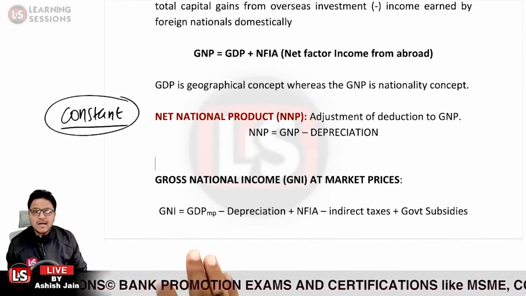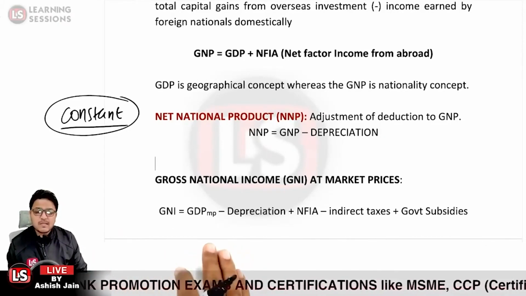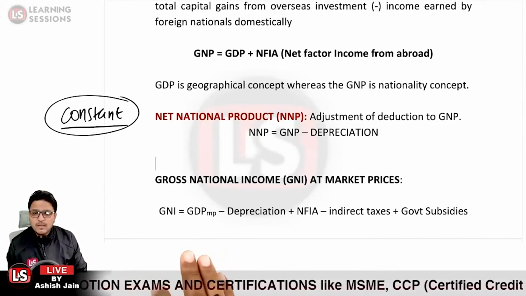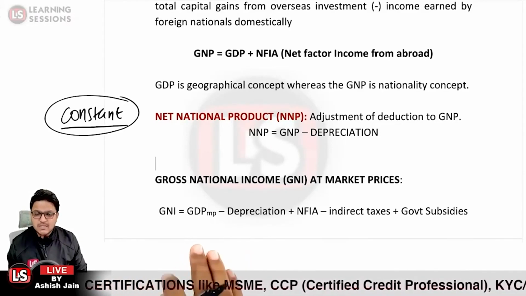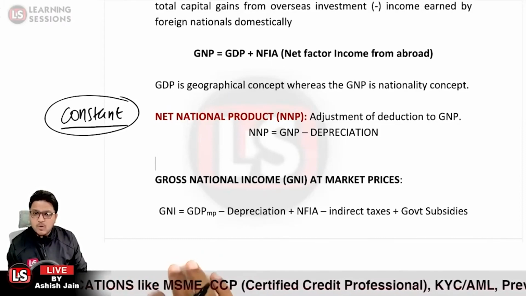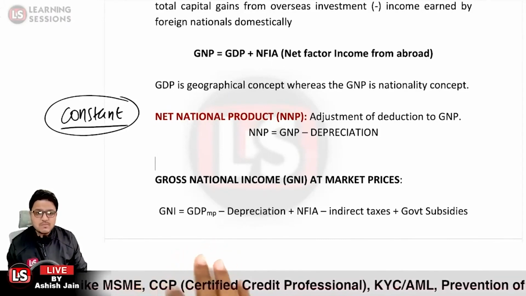Okay, so that is at market prices. Whenever it is said market prices, we will be referring to the current prices itself. Is that clear? This concept will become clearer when we solve case studies based upon that.